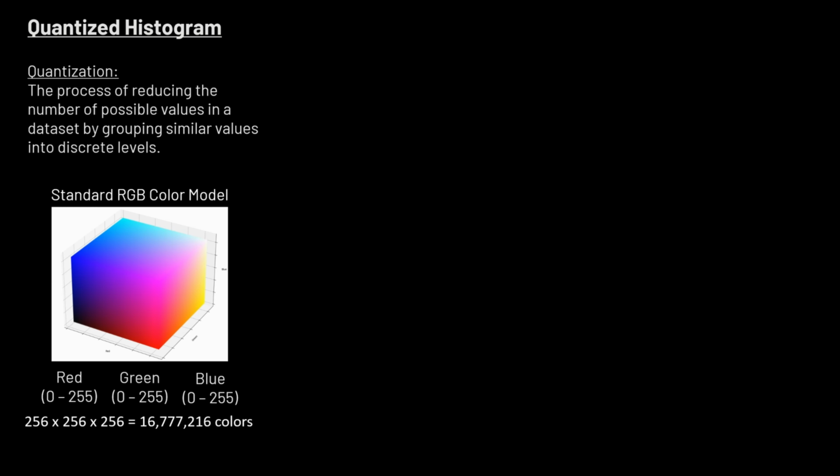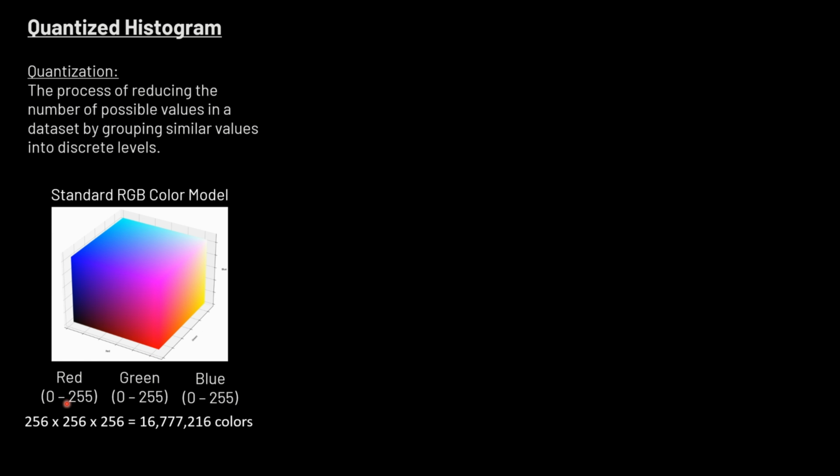Now, where does this fit into MRMap? So the MRMap algorithm works by creating a quantized histogram. Now, what is quantization? It's the process of reducing the number of possible values in a data set by grouping similar values into discrete levels. So if we think about the RGB color model, which is this three-dimensional cube, because we have three variables, red, green, and blue.